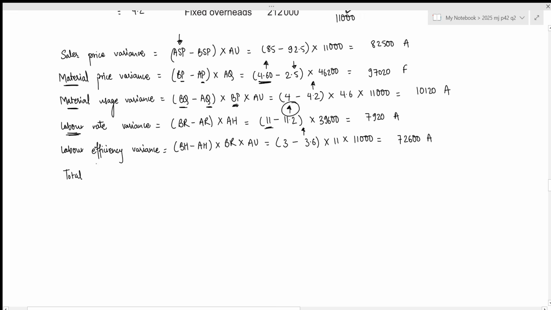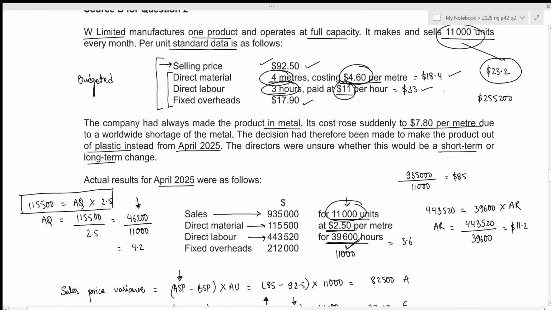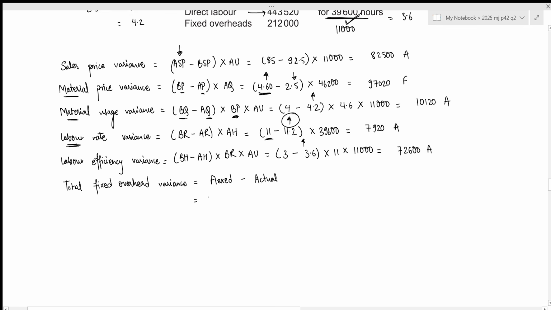So we have the total fixed overhead variance. Whenever we are calculating the total variances, it should just be the difference between our flexed values and the actual values. So it will be flexed minus actual. And flexed is just the budgeted values per unit multiplied by the actual units. But in this case, the actual units and the budgeted units both are the same. So our flexed fixed overheads will just be the budgeted value per unit, which is 17.9. Then we will multiply it to the actual number of units, 11,000. So that will be 17.9 times 11,000.